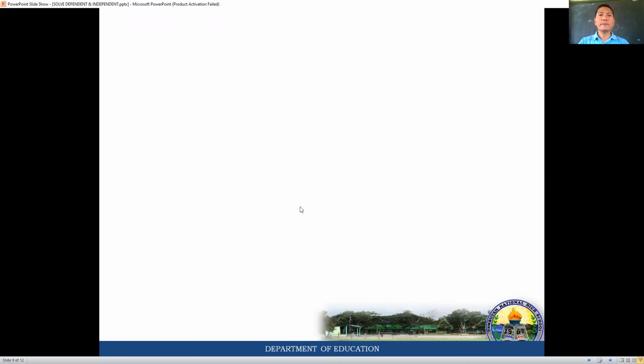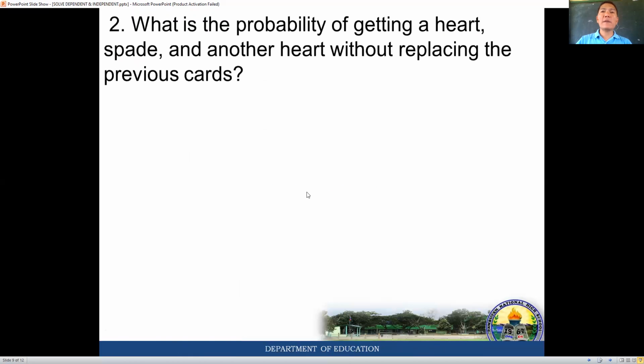And the last example. What is the probability of getting a heart, spade, and another heart without replacing the previous cards? Okay, so how many events do we have here? There are 3. Getting a heart, a spade, and another heart. And then without replacing. Okay, so since we have there the keyword without replacing, therefore this is an example of dependent event. So the probability of the second event and the third event was affected by the first event, by the previous event.